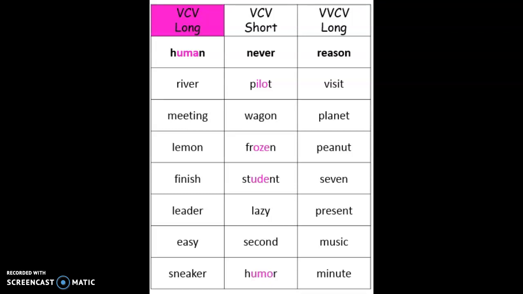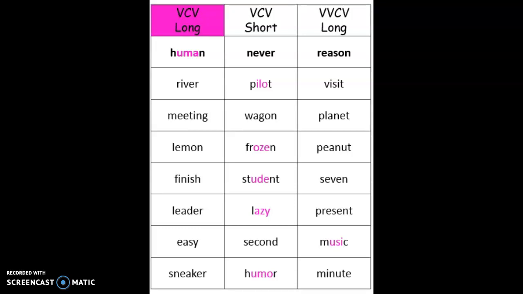The next word we have is lazy. You hear the A sound, lazy. Vowel, consonant, vowel with a long vowel sound. Going to highlight lazy. And the last word for this category is music. You hear the U sound, music. Vowel, consonant, vowel. I'm going to highlight that purple as well.